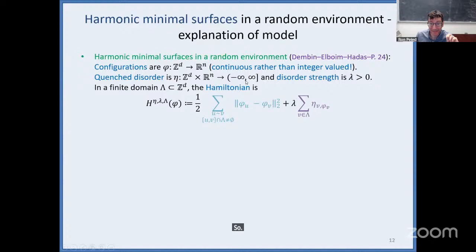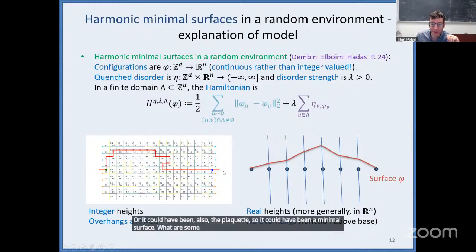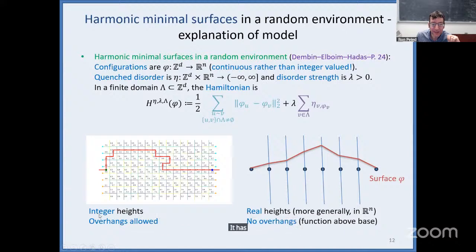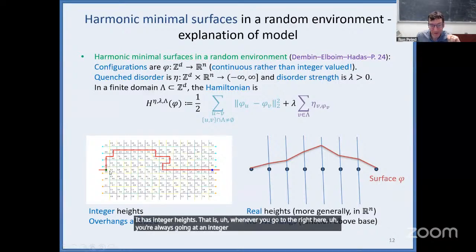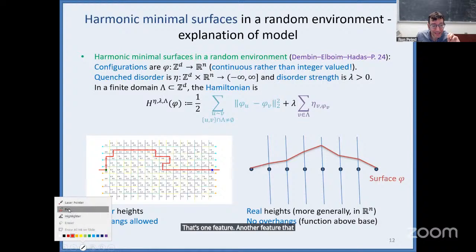So again, this is the model. Let us see a picture first. So here we see the previous model. The previous model was this minimal path, or it could have been also the plaquettes, so it could have been a minimal surface. What are some features of this model? It has integer heights. That is, whenever you go to the right here, you're always going at an integer height. You're following a lattice, you're on a lattice. That's one feature. Another feature that this model has, it has overhangs.